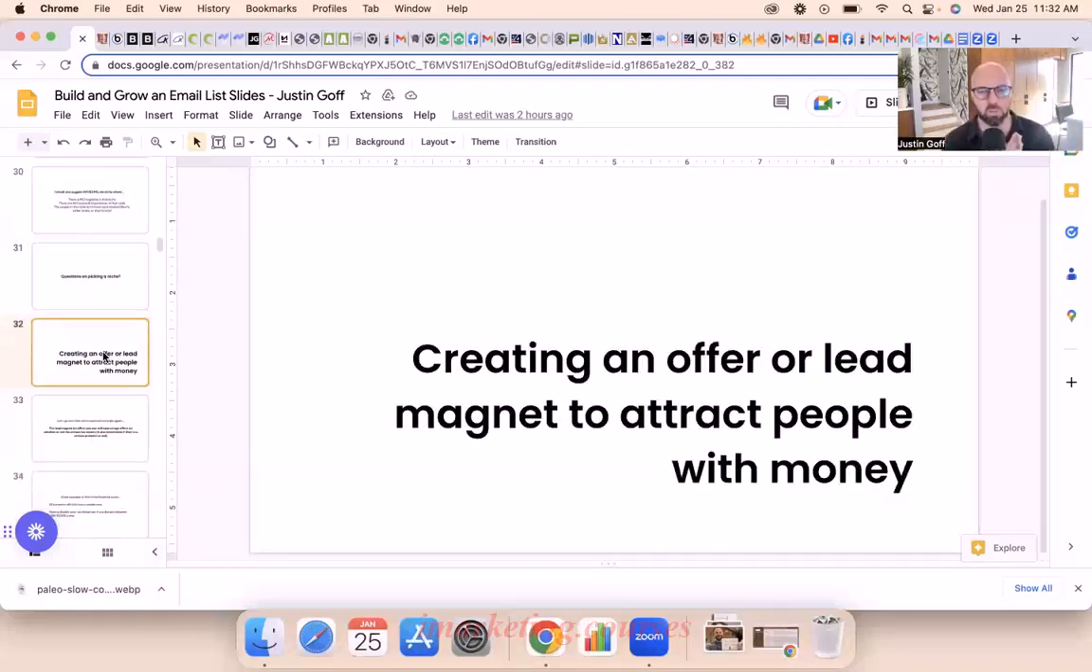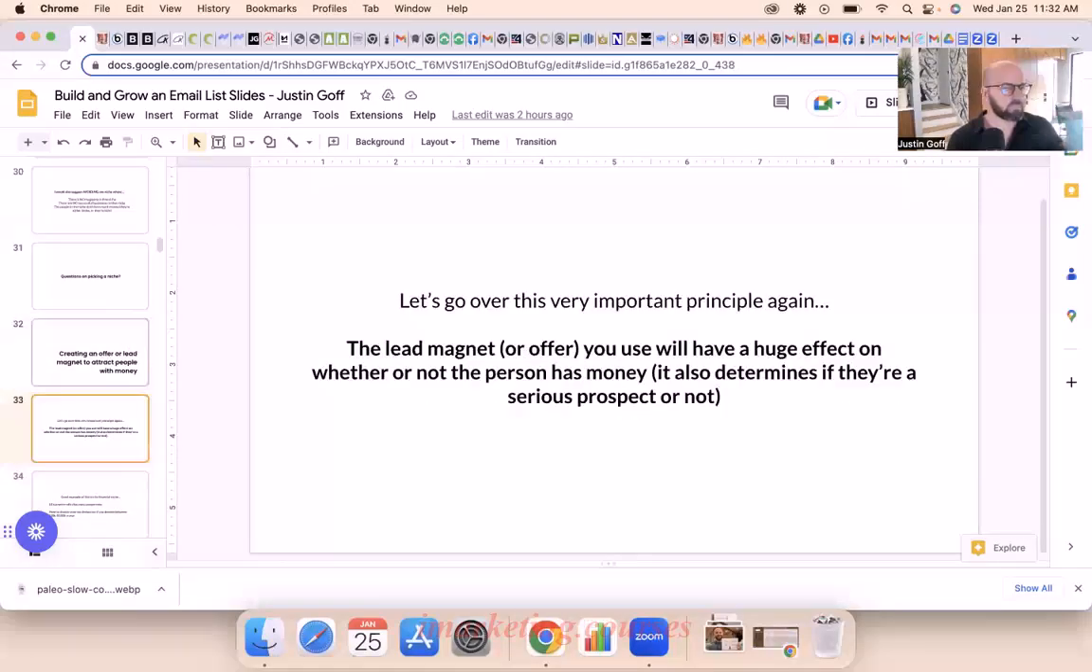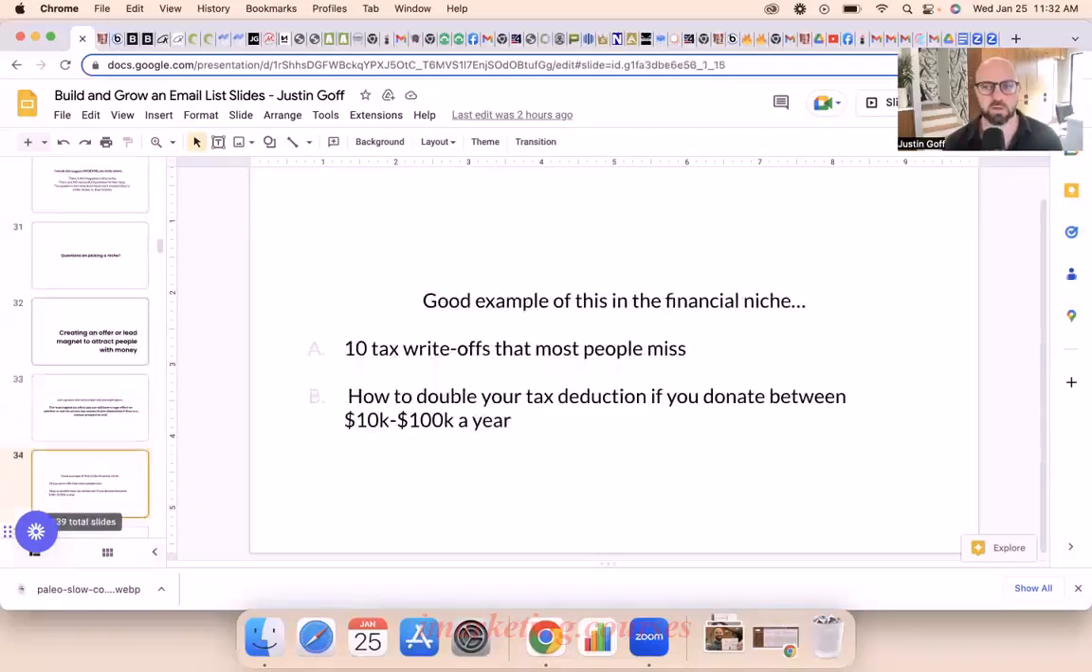So we just talked about picking a niche. Now we're going to talk about creating an offer or a lead magnet specifically to attract people with money. I want to restate this important principle that I started the training with. The lead magnet or the offer that you use is going to have a huge effect on whether or not the person has money, and it's also going to determine if they're a serious prospect or not.